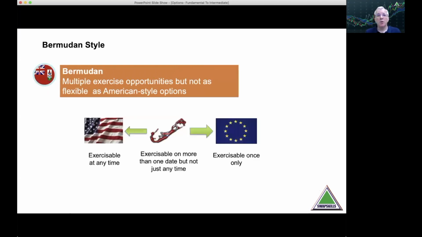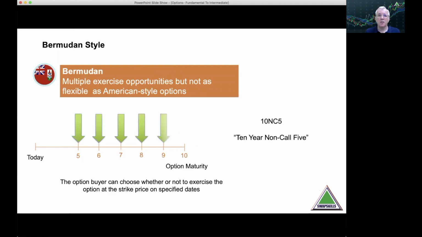A Bermudan option is named after the island of Bermuda, would you believe it? You know, you hear about the Bermuda Triangle. Bermuda lies in the North Atlantic, physically between America and Europe. So it's not as flexible as the American, but it's more flexible than the European. In other words, you have more than one occasion when you can exercise the option, but you can't do it any time you like, just on certain dates. So let me give you an example.